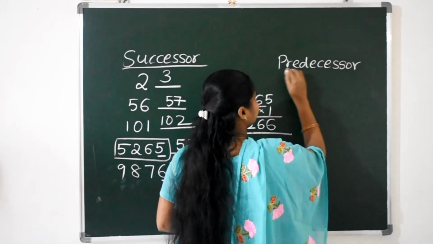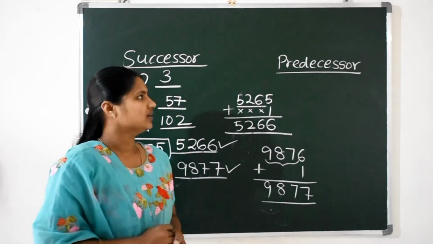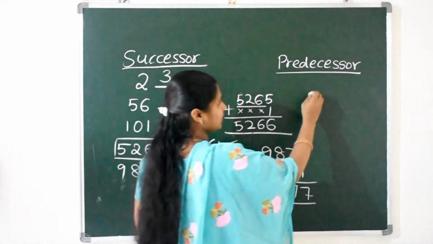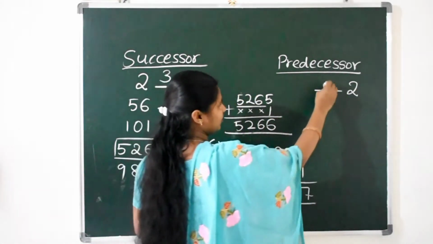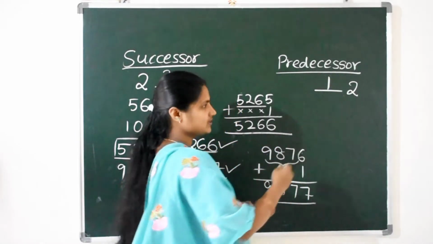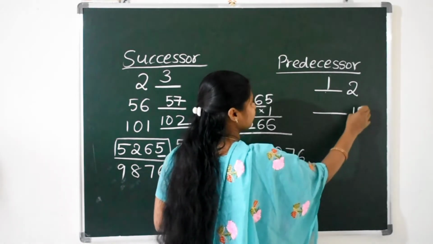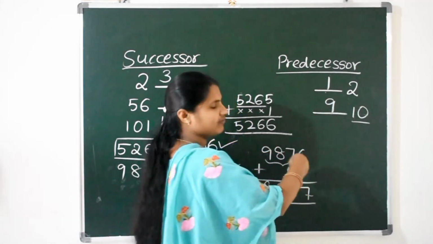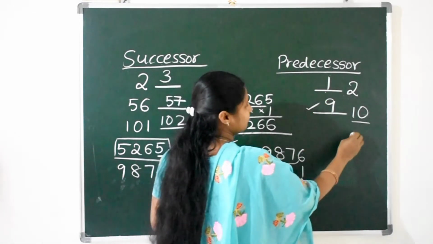Next, see here, predecessor. Predecessor is nothing but the number before. A number that comes just before is called the predecessor of that number. See here, before 2. We can say easily, before 2 is what? Yes, 1. Right? The predecessor of 2 is 1. And the predecessor of 10 is what? Yes, 9. 9 comes just before 10. So we can write 9.